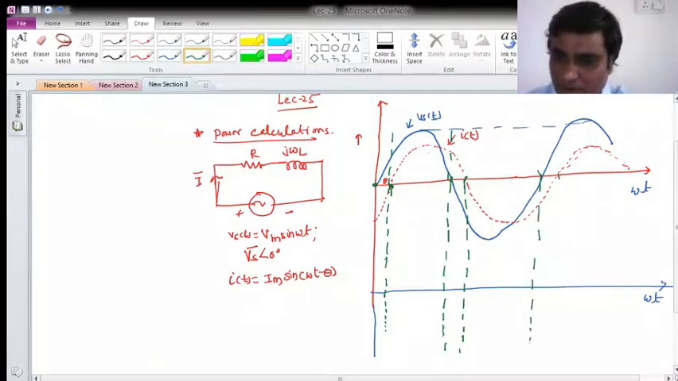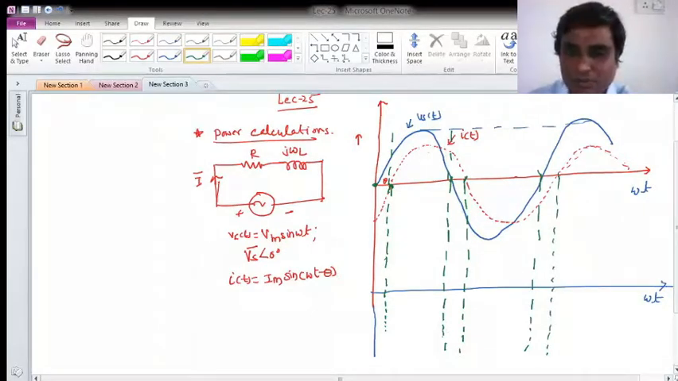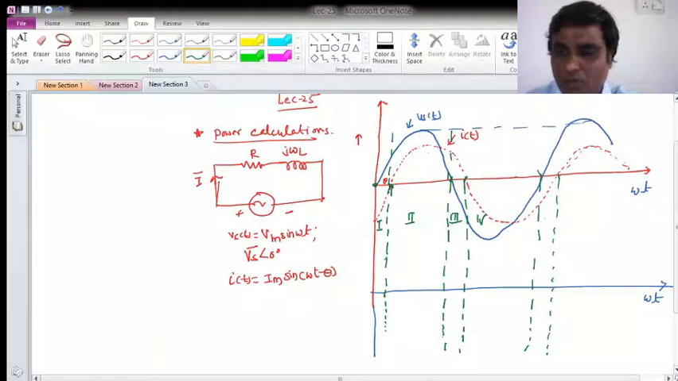Now observe, this is segment 1, 2, 3, 4 and 5, let's say. For one cycle only I am calculating. In segment 1, I am observing V of t is positive but I of t is negative. So what is the instantaneous power here? The instantaneous power will be negative, something like this. Now in segment 2, what I am observing is V of t positive and I of t positive. So the instantaneous power will be positive, which will vary like this.